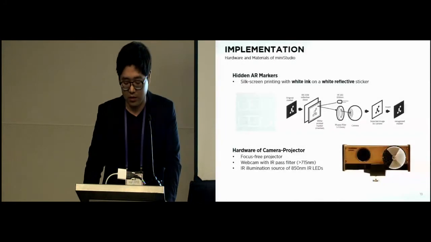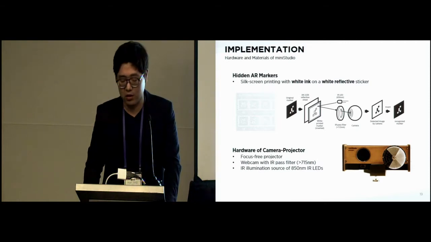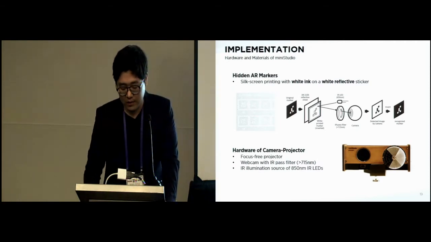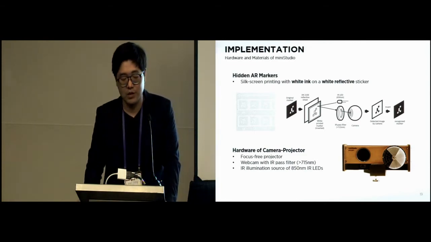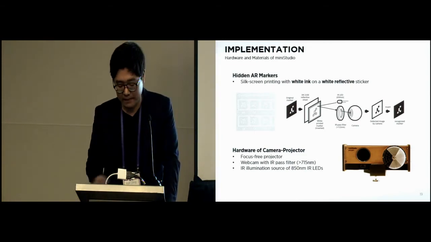The hidden AR markers were generated by silk screen printing with white ink on white reflective stickers. This technique was cheaper than using special material such as infrared absorbing ink. We used IR detection with hidden AR markers for non-obtrusive integration of miniature and projected images.